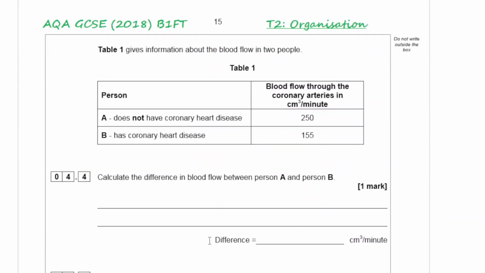Table 1 gives information about the blood flow in 2 people. So person A and B. A does not have coronary heart disease. Coronary heart disease is heart disease or disease of the heart, which is linked to blood vessels that are carrying blood to the heart. So if you look at, oh, that's not a good diagram of a heart, is it? Let me redraw that.